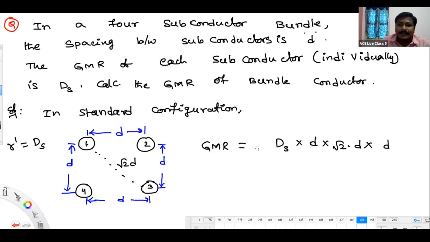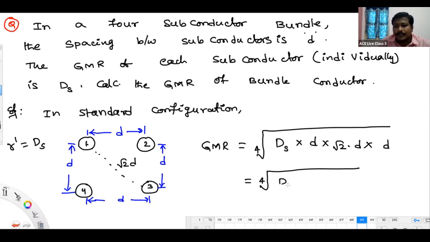So you'll get the fourth root of ds into d cubed multiplied with root 2. So I think all of you are getting this. Is this clear? This is one way of asking the question. It was asked in the ESC objective prelims examination.